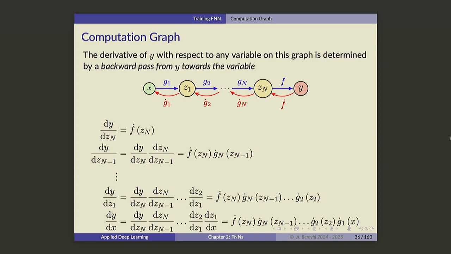Sorry? Here we have just a scalar input. We're going to extend it. Right now, everything is simply scalar. Everybody's cool?